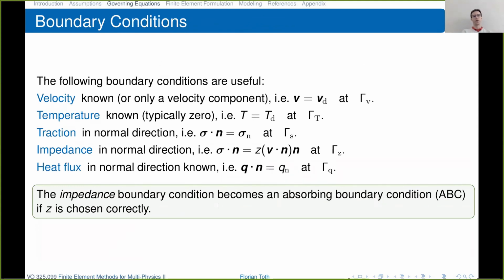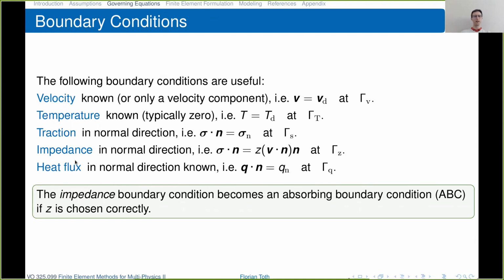Okay, so in order to solve a boundary value problem, of course, we also need boundary conditions. And here a few useful boundary conditions are given. First, we have the velocity, which is usually known at the boundary. Usually it's set to 0, for example, for a fixed wall, but most generally it's known. Temperature, similarly a Dirichlet boundary condition on the temperature field. We have the mechanical traction in normal direction, so sigma n, which is a known traction vector at the boundary. We can employ an impedance boundary condition, where we relate the traction to the normal velocity times the so-called impedance Z. And we have a heat flux boundary, which is simply an inhomogeneous Dirichlet boundary condition for the heat conduction PDE.